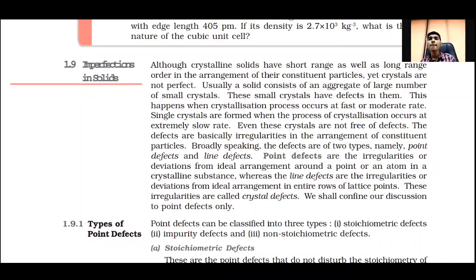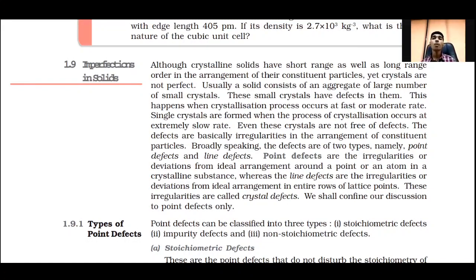Broadly speaking, defects are of two types, namely point defect and line defect. These words are very similar, and they are types of defect. If I am talking about a room and only one corner of the room is defective, then it is called a point defect. But if an entire row in the room is defective, then this is called a line defect. Simply, if the defect is only at one place, we call it a point defect, and if the whole row, the whole line of the bunch, is defective, then we can call it a line defect.